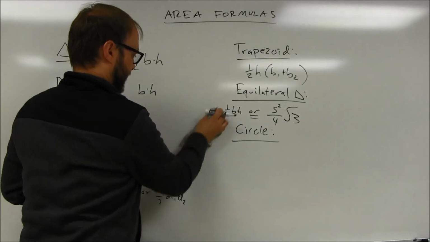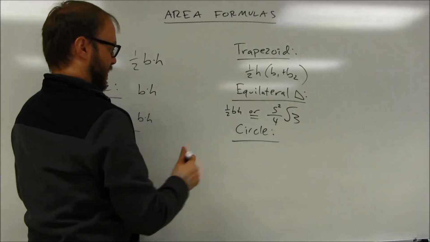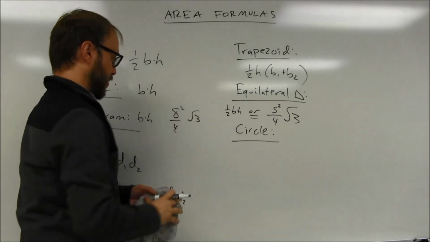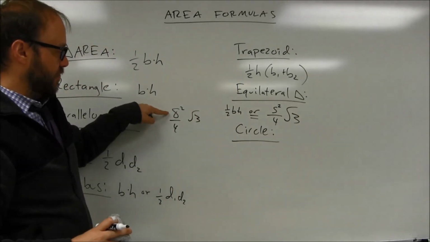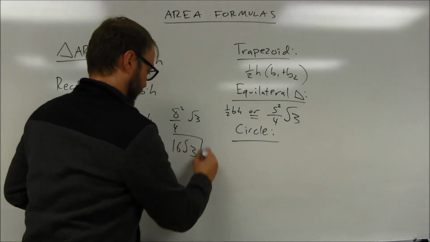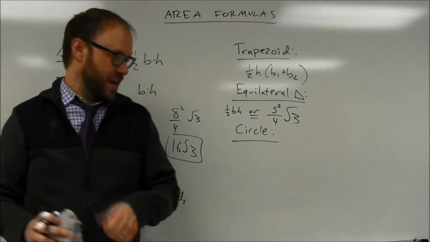So in this example, if the side lengths were 8, that would be 8 squared over 4 radical 3. You can see that would be 64. 64 divided by 4 is 16, and you'd end up with an area of 16 radical 3. So it can be very quick.